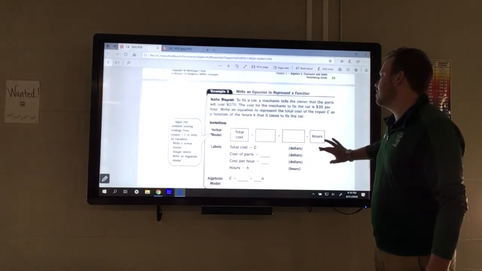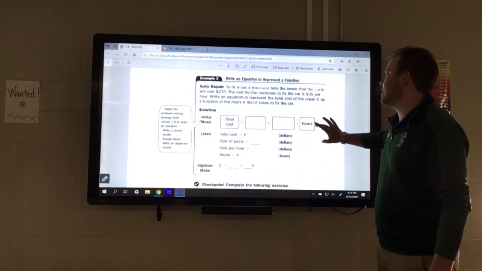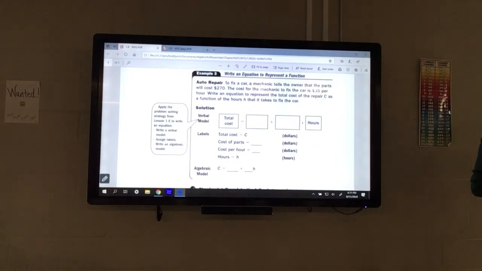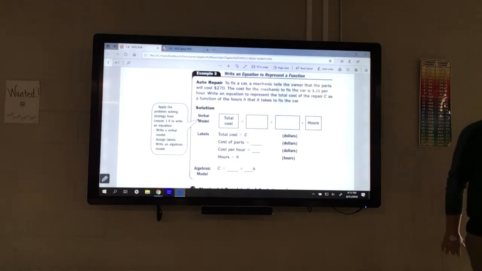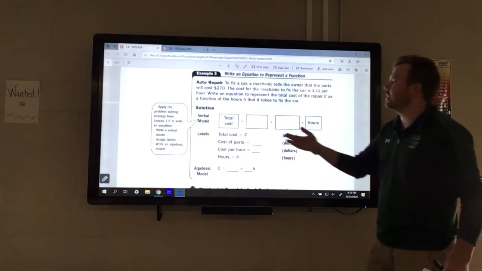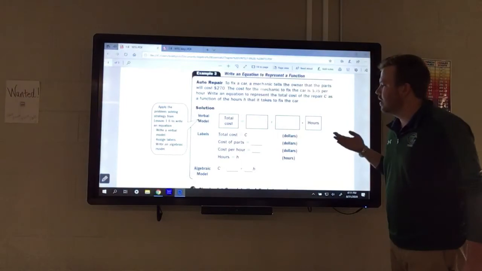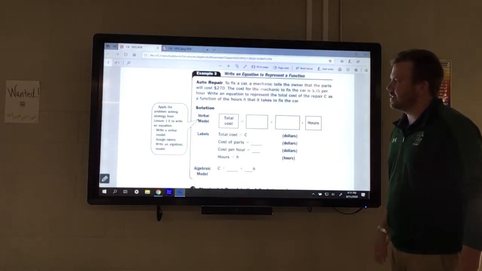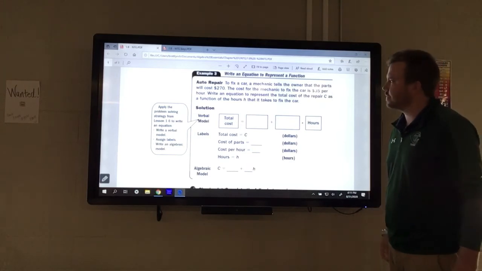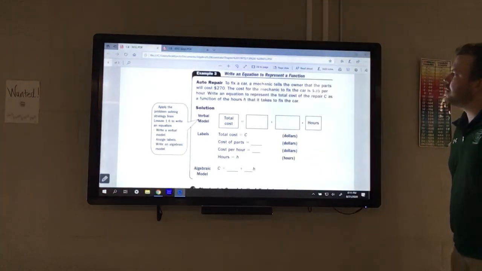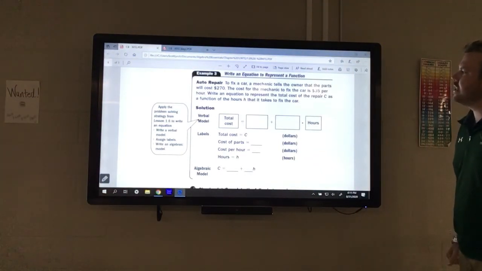Now, a little bit earlier in this chapter, we skipped a section where they put together these models, they call them verbal models. Now, these are very helpful. Like I told you, I want to read equations as if they were a sentence. And this kind of helps us put together an equation if we put all the information like it is a sentence. All right? So we call this a verbal model. Let's see what we're doing. So, to fix a car, a mechanic tells the owner that the parts will cost $270.